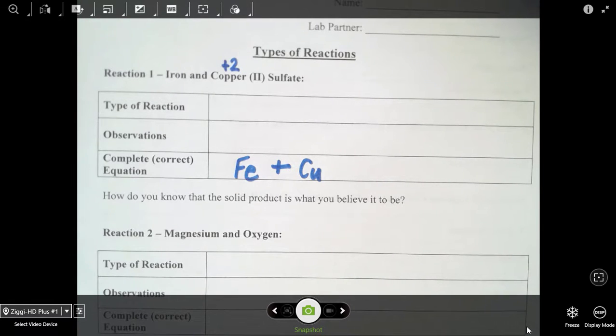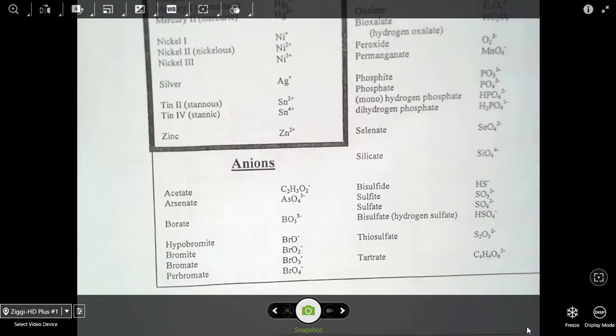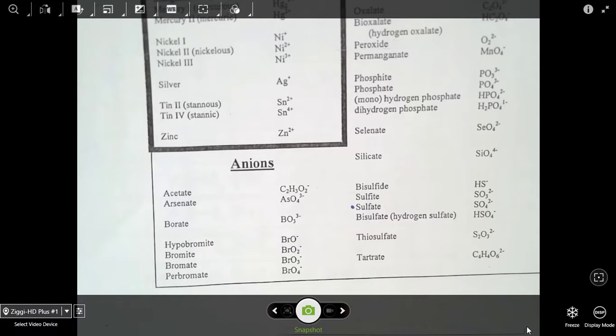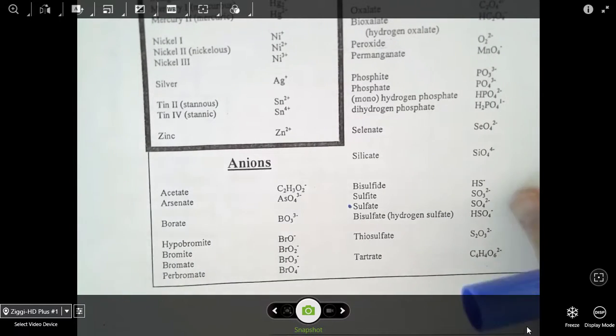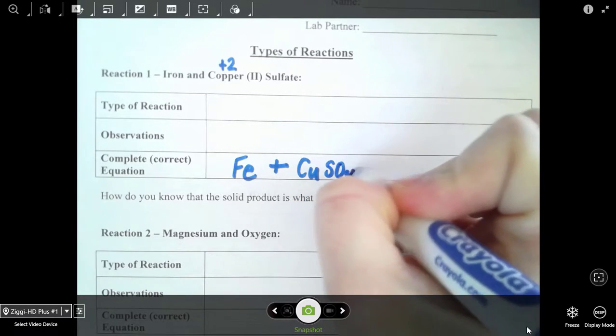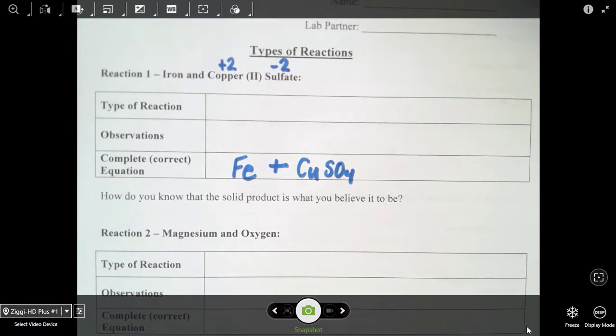What is sulfate? Yep. Check your polyatomic list. SO4. And sulfate is all the way at the bottom. Yep, there it is. Sulfate's right there. So SO4, and its charge is -2. Up here I'm going to note that the charge is -2. So if we have a +2 and a -2, those balance, you just need one of each.